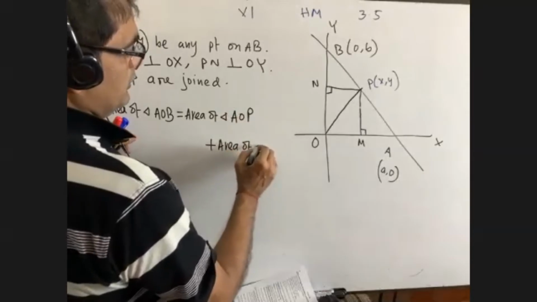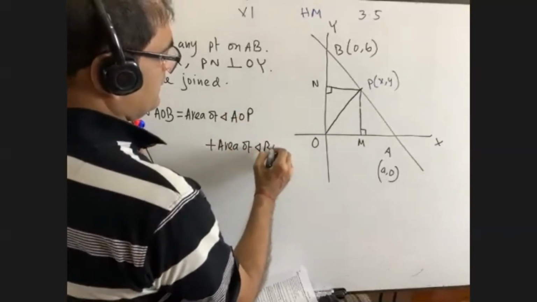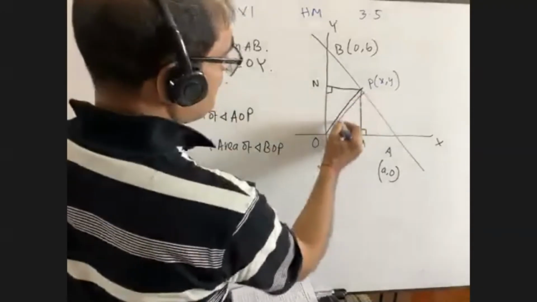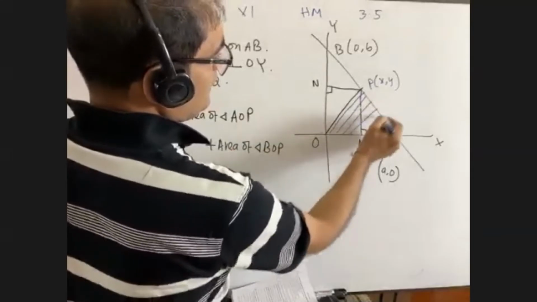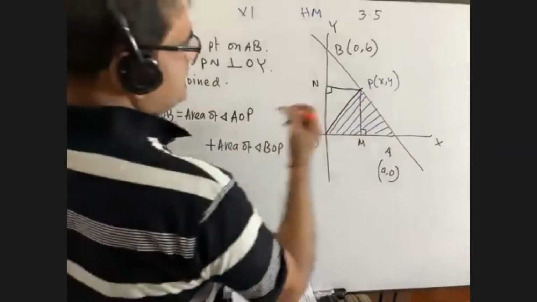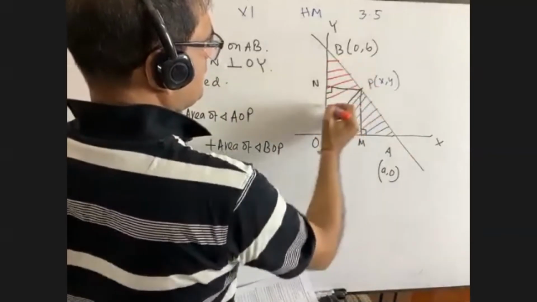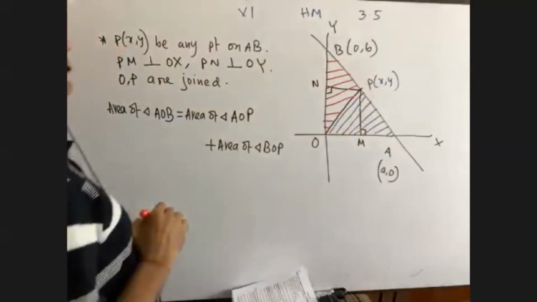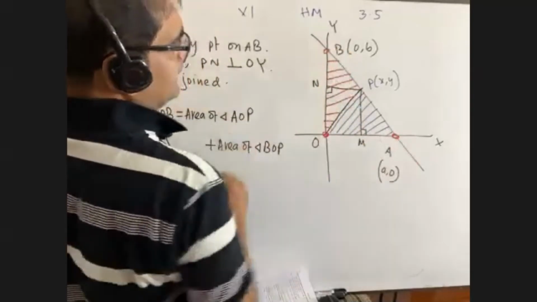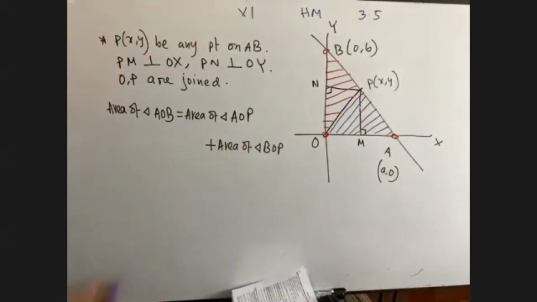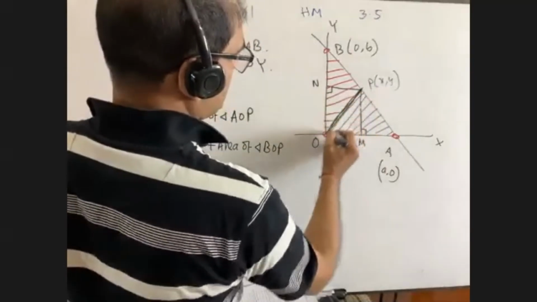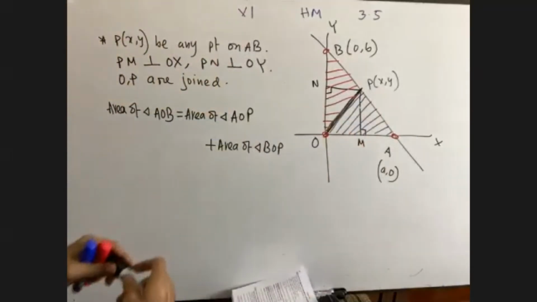Now you see, dear students, suppose this is O, this is X, this is Y, this is A, and this is B. Here A is (a, 0). Here B is (0, b). We take any point here, any point. I am going to take any point here as P(x, y). P(x, y) has been taken as any point on AB.